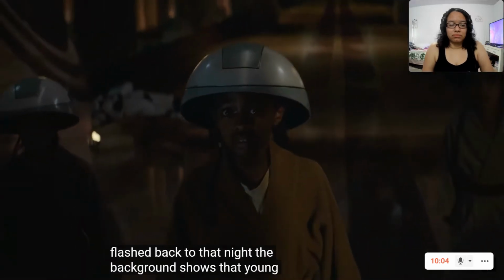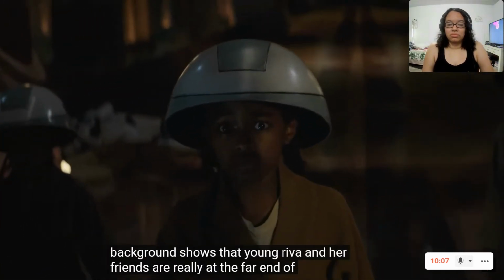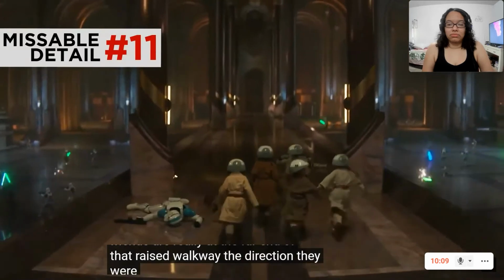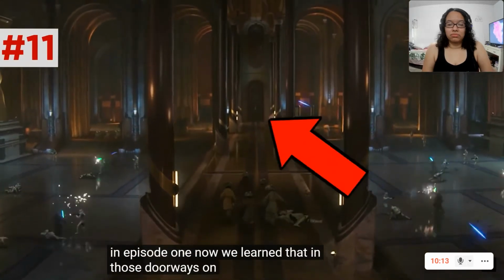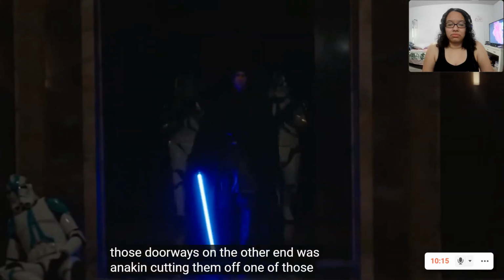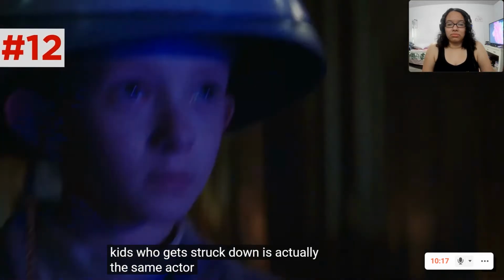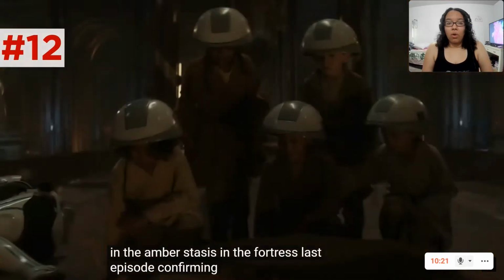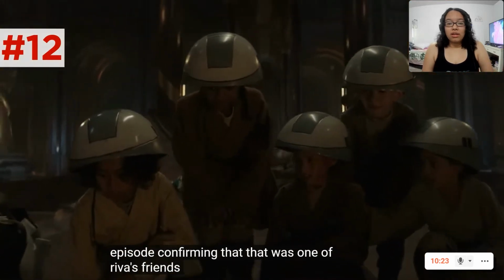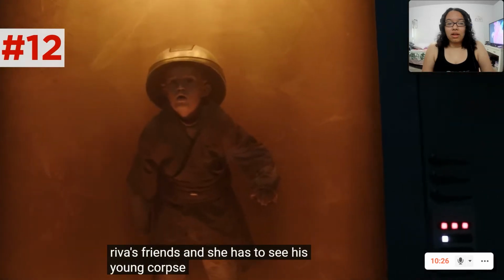The background shows that young Reva and her friends are really at the far end of that raised walkway, the direction they were running in at the end of that scene in episode 1. Now we learn that in those doorways on the other end was Anakin cutting them off. One of those kids who gets struck down is actually the same actor who played the youngling in the Amber Stasis in the Fortress last episode, confirming that that was one of Reva's friends, and she has to see his young corpse every day.